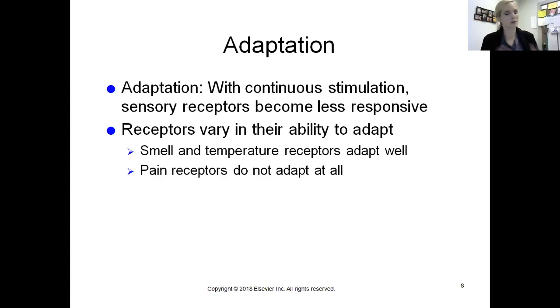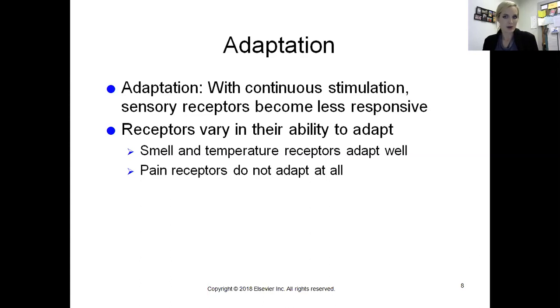Our smell and temperature receptors are very good at doing that. Oftentimes we adapt to temperatures because of responses. In cases of extreme heat, we talked about this with our skin, we adapt because we sweat, and that sweat causes heat to leave our body, and therefore we are adapting to the temperature. So those are some receptors that adapt very well.